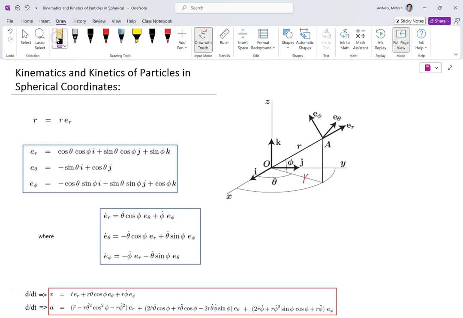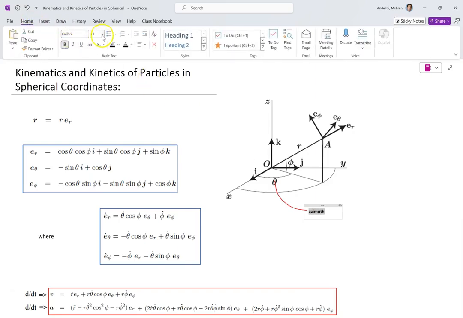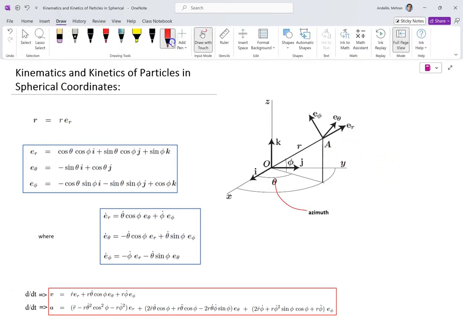Here, r is the total distance, and then you have two angles, phi and theta, where typically theta, if you know from your courses, this angle is called the azimuth angle. And the other angle, which is defined with respect to the xy plane, this phi angle here, that angle is called elevation.